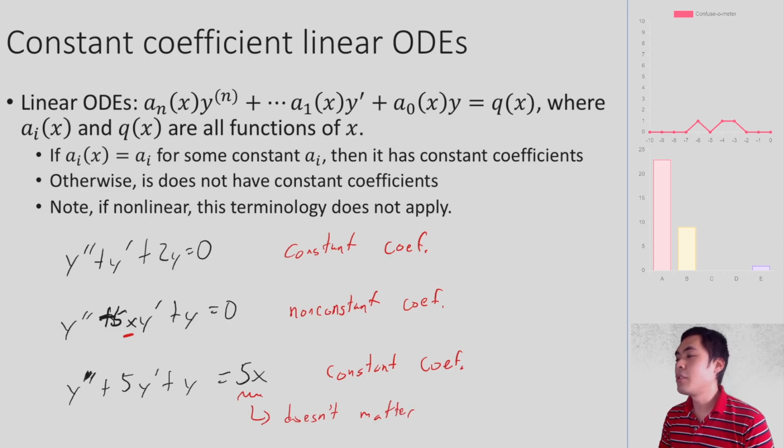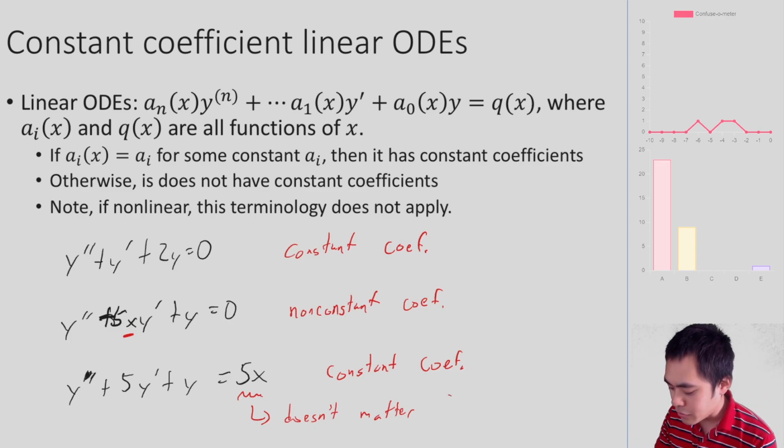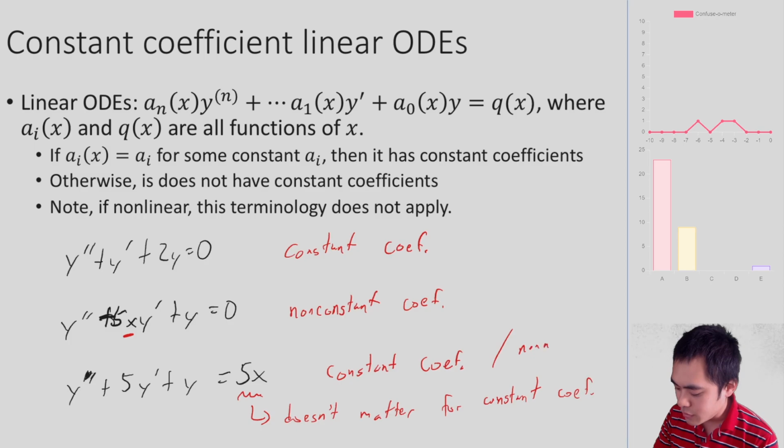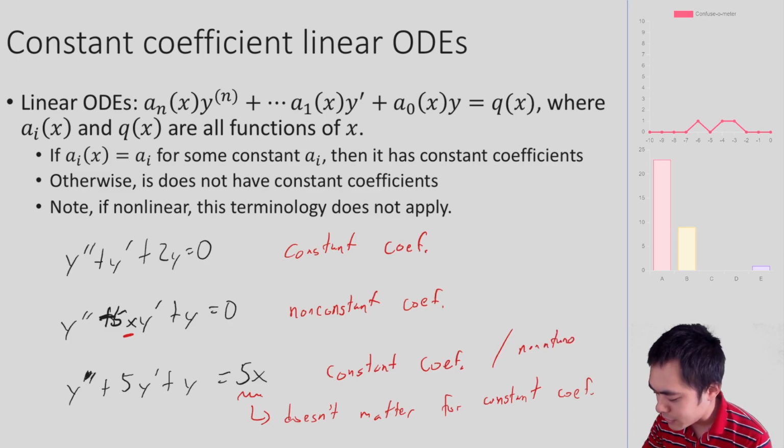How is constant coefficients different from autonomous? Well, look at this last example here. This last example is not autonomous, right? Because you still have an x on the other side, so there's still an x somewhere in here, and therefore it's not autonomous. It doesn't matter for constant coefficients, but this is still non-autonomous. I need to spell that correctly.